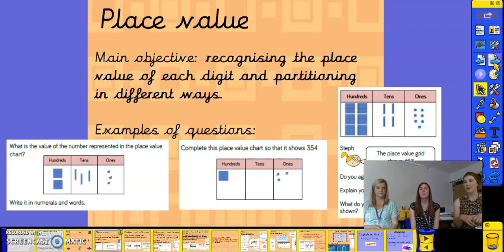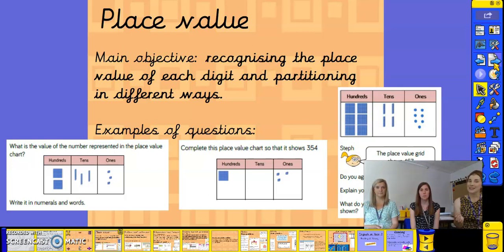So one really important area of the children's learning is place value. It underpins lots of different areas of maths. So we begin the year with this unit of work, and we keep coming back to it over the course of the year to reinforce and build on the children's understanding of place value.